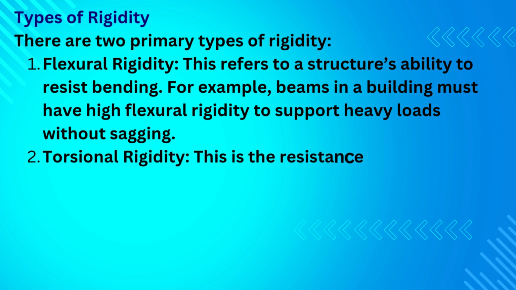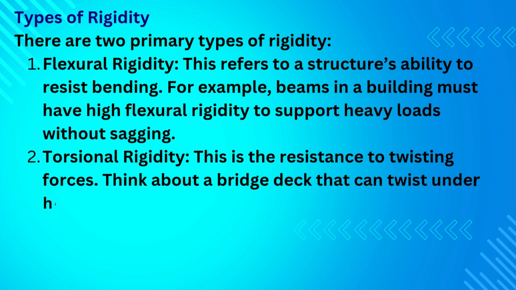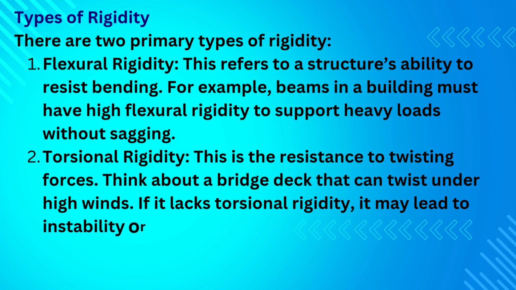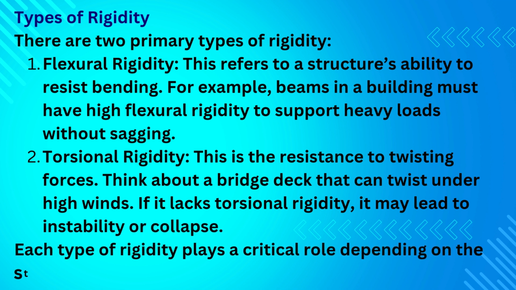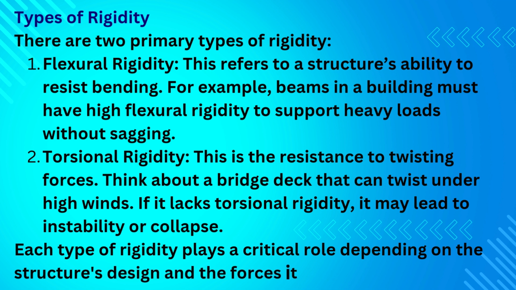2. Torsional rigidity. This is the resistance to twisting forces. Think about a bridge deck that can twist under high winds. If it lacks torsional rigidity, it may lead to instability or collapse. Each type of rigidity plays a critical role depending on the structure's design and the forces it will encounter.